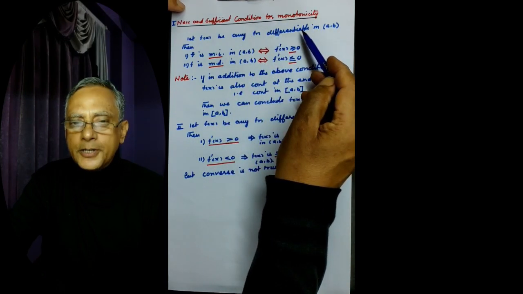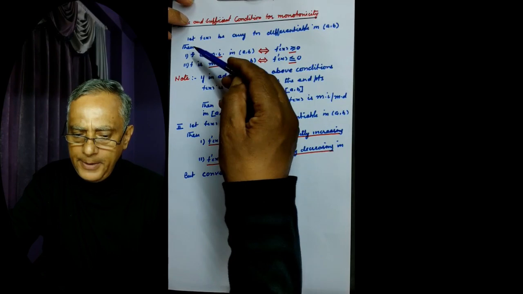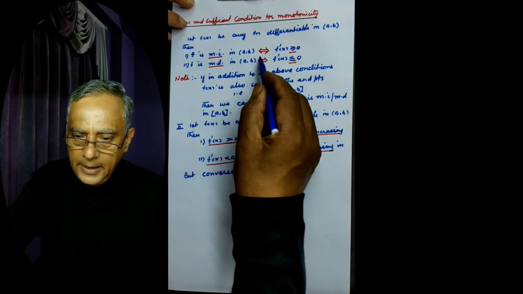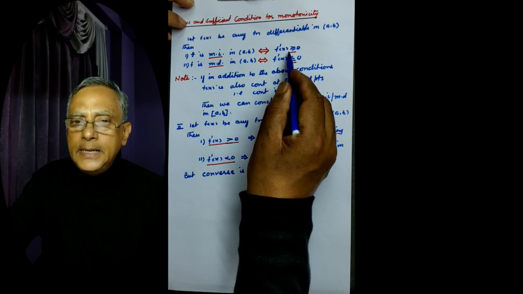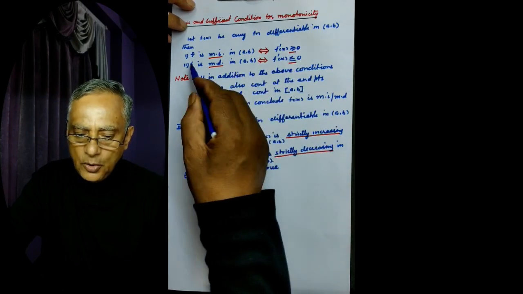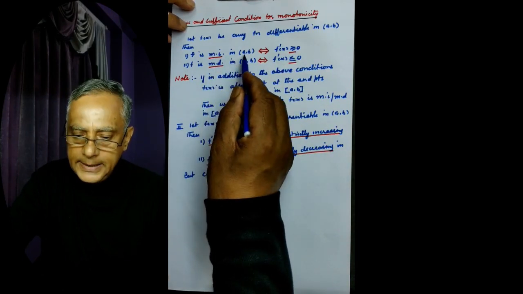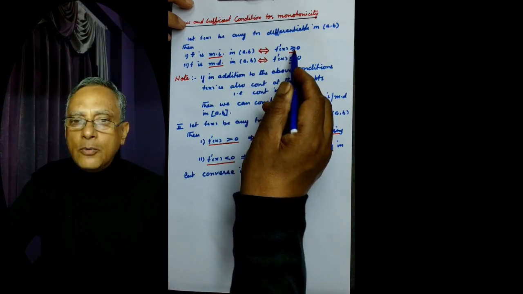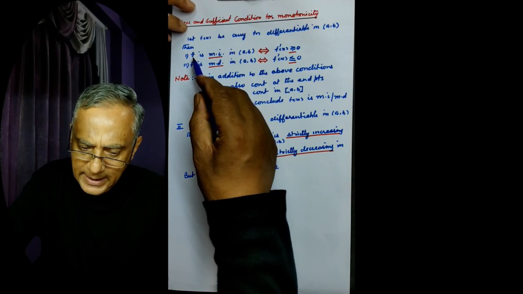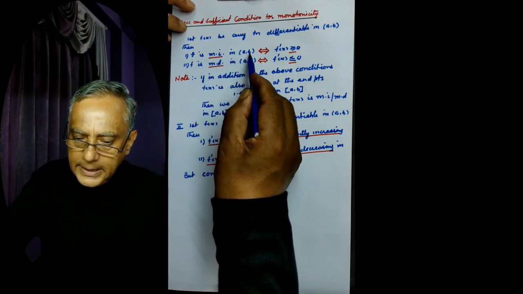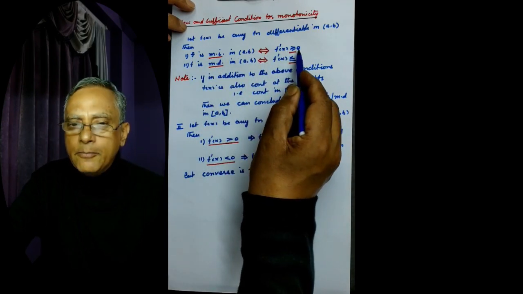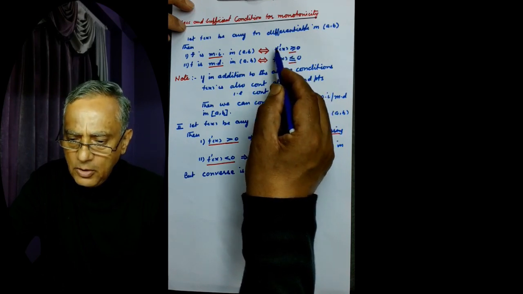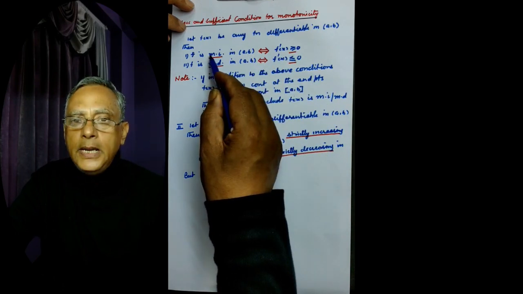Let f(x) be any function differentiable in open interval (a, b). Then f is monotonically increasing in (a, b) if and only if f'(x) is greater than or equal to 0. That is, if f is monotonically increasing in (a, b), then the derivative must be greater than or equal to 0. And if the derivative is greater than or equal to 0, the function must be monotonically increasing.